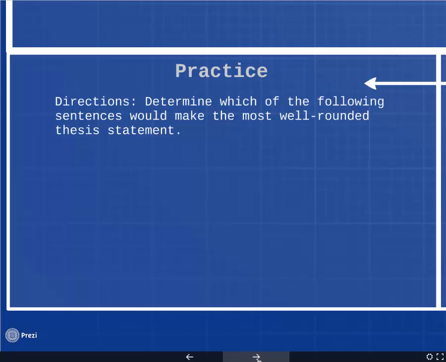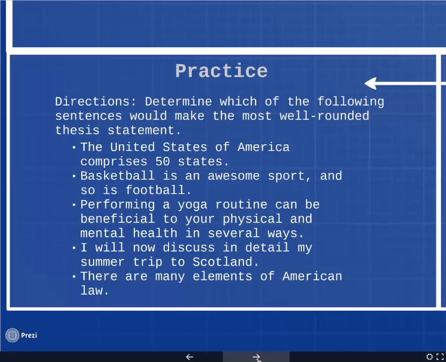At this point in the video, we'd like to do a little bit of practical application. So consider the following 5 sentences and determine which would make the most well-rounded thesis statement. Pause the video if you have to, and once you've made your determination, go ahead and proceed.